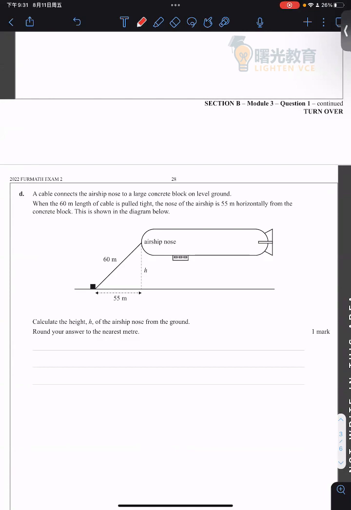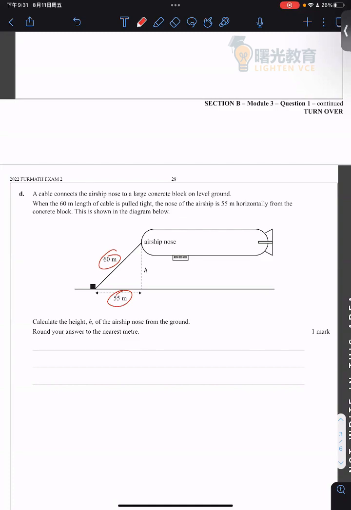A cable connects the airship nose to a large concrete block on level ground. When the 60-meter length of cable is pulled tight, the nose of the airship is 55 meters horizontally from the concrete block. This is shown in the diagram below. Now we have a diagram of a right-angled triangle. For the 60, we know it is the hypotenuse. For the 55, we know it's just one side, all right? And the question is asking for h.